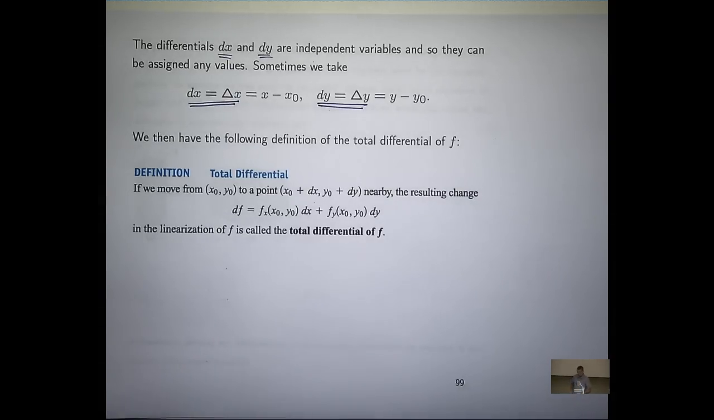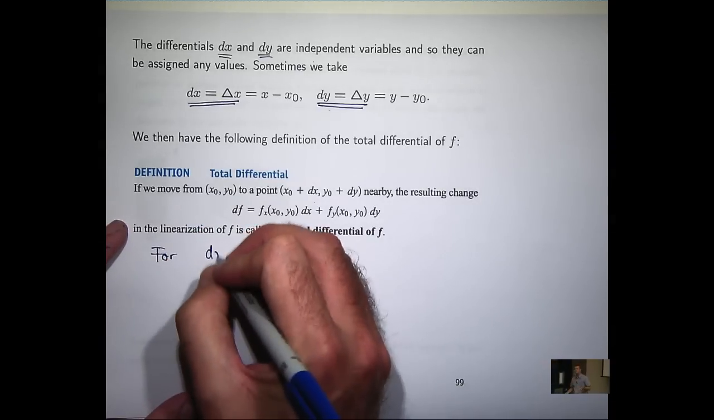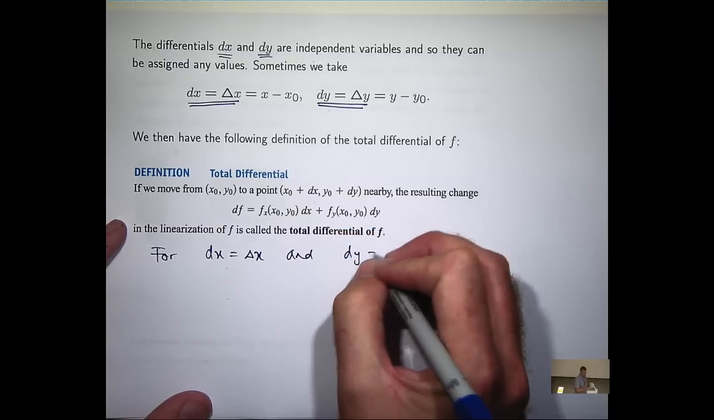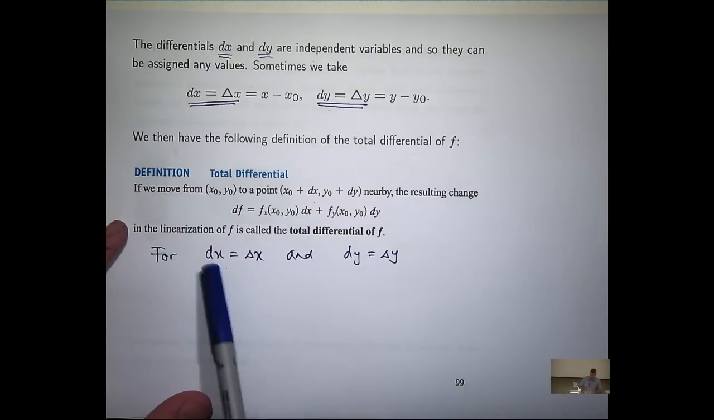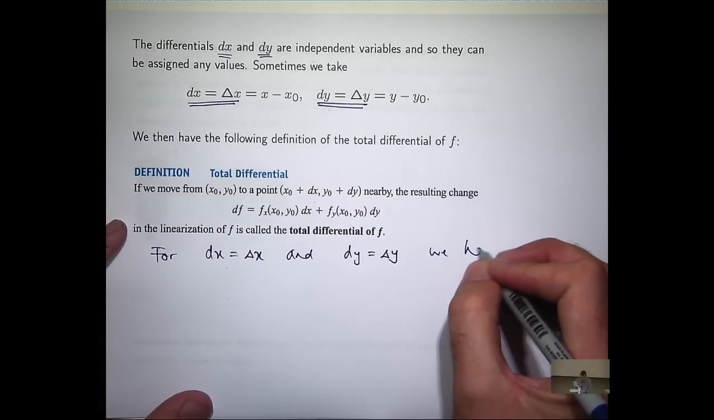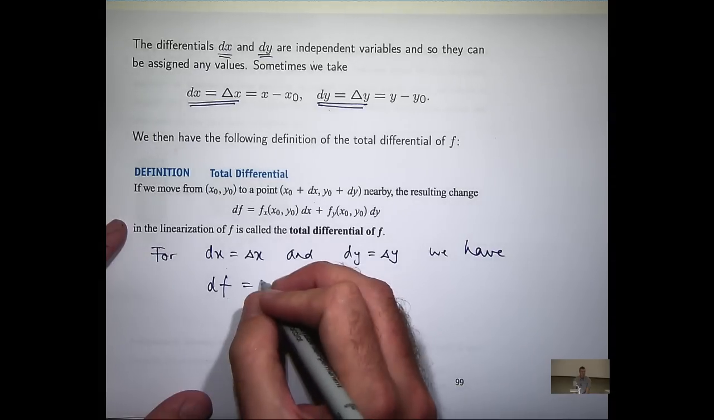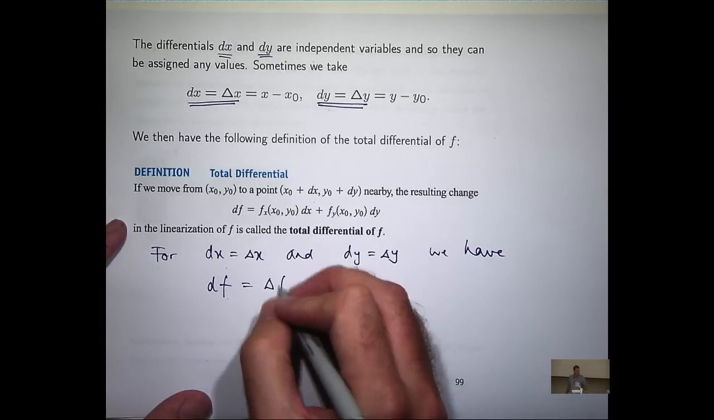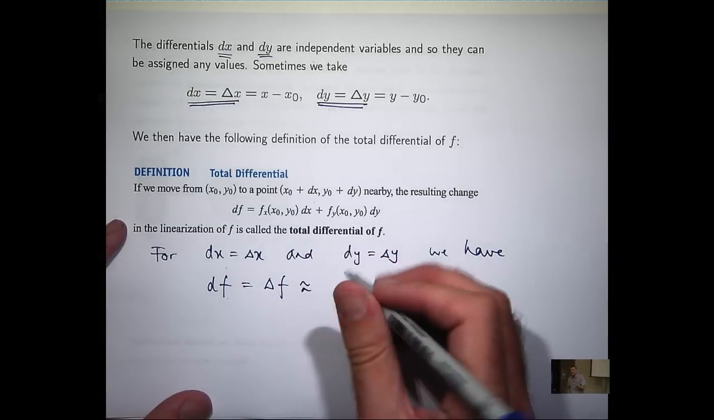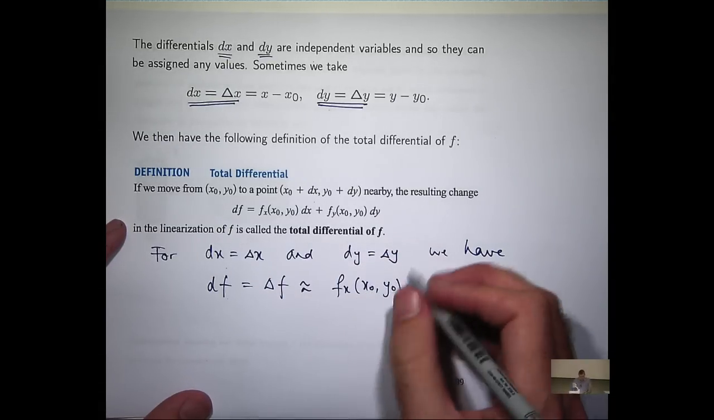Now, how does it relate back to what we've just seen? Well, for these values, we have the following. So df and the increment of f are the same, and we come up with this.